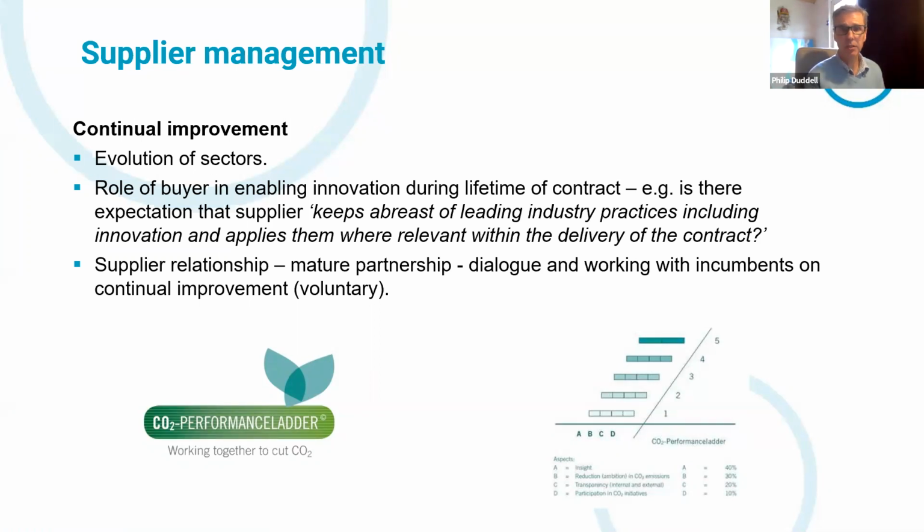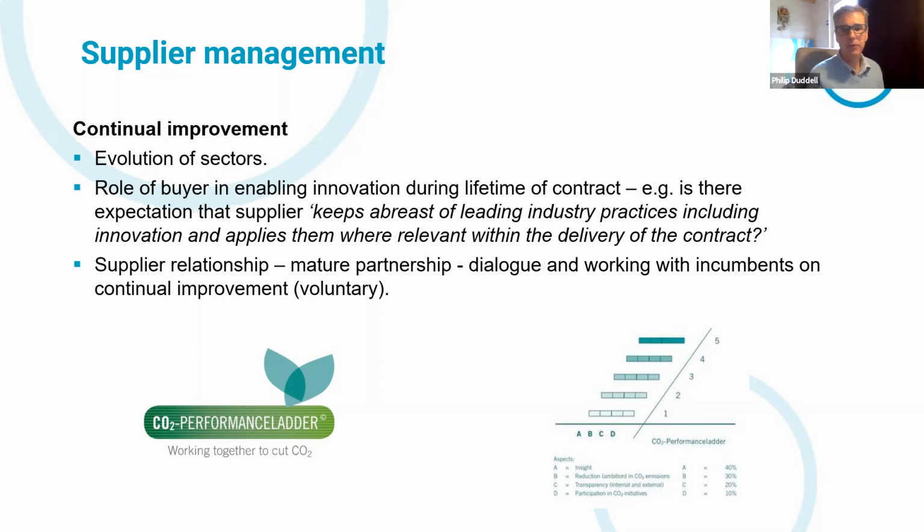There's always the opportunity to work with suppliers, to encourage them to have a dialogue, whether there's the opportunity for further improvement on a voluntary way when you're talking about contract management. And there's also the opportunity to encourage suppliers to improve.